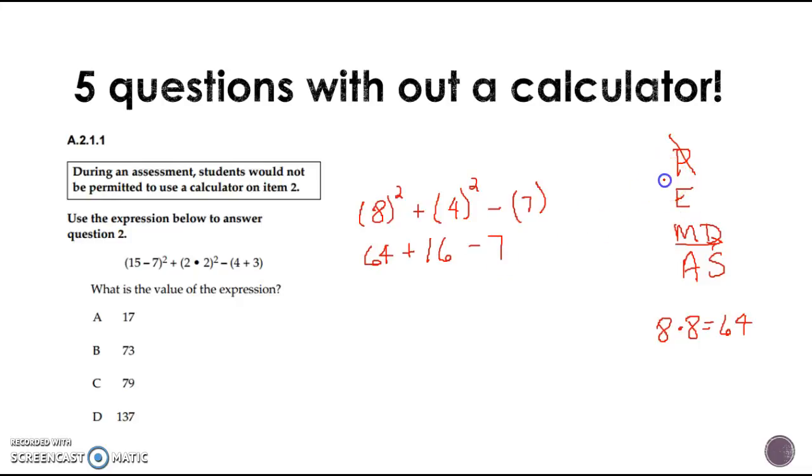So now we've done our exponents. Do we have any multiplication or division? Nope, don't need to do it. But we do have addition and subtraction from left to right. 64 plus 16. 4 plus 6 is 10, carry the 1. 6 plus 1 is 7, plus 1 is 8. Now we're going to subtract 7. That gives us 73. There we go, we found it.